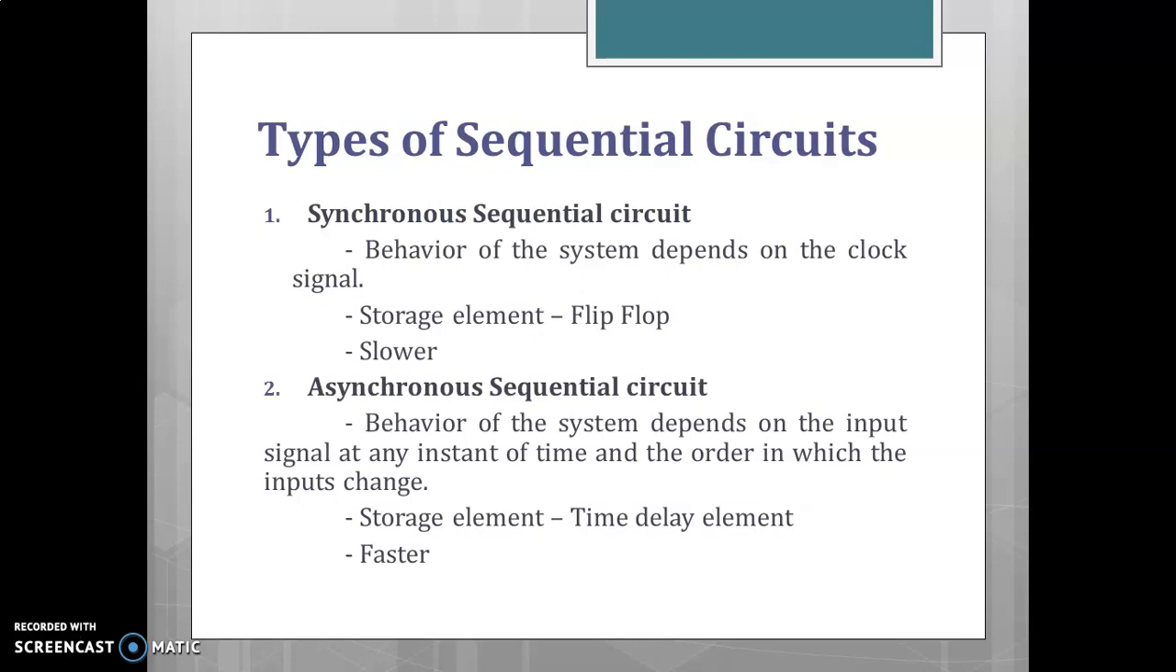In case of asynchronous sequential circuit, the system behavior depends on the input signal at any instant of time and the order in which the input is changed. Here the storage element is the time delay element. The asynchronous sequential circuit need not wait for the clock, so the circuit is faster. And here the storage element is the time delay element, that is, the internal propagation delay of the logic gate is sufficient to produce the needed delay.